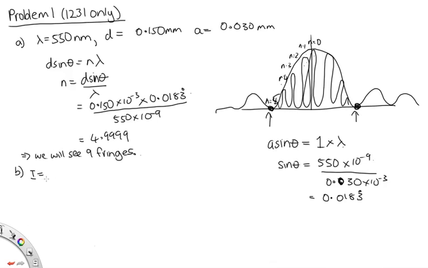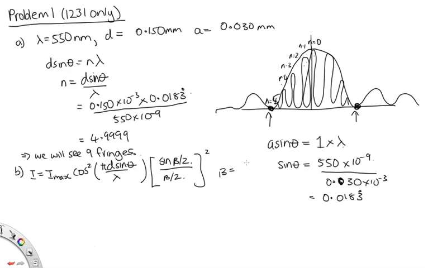So what we have is the intensity is equal to I max times cos squared of pi d sine theta over lambda. This tells us the intensity of a double slit pattern, and then we need to put in the intensity of the single slit diffraction pattern, which is given by sine beta over 2 over beta over 2, squared, where beta is equal to 2 pi a sine theta over lambda.